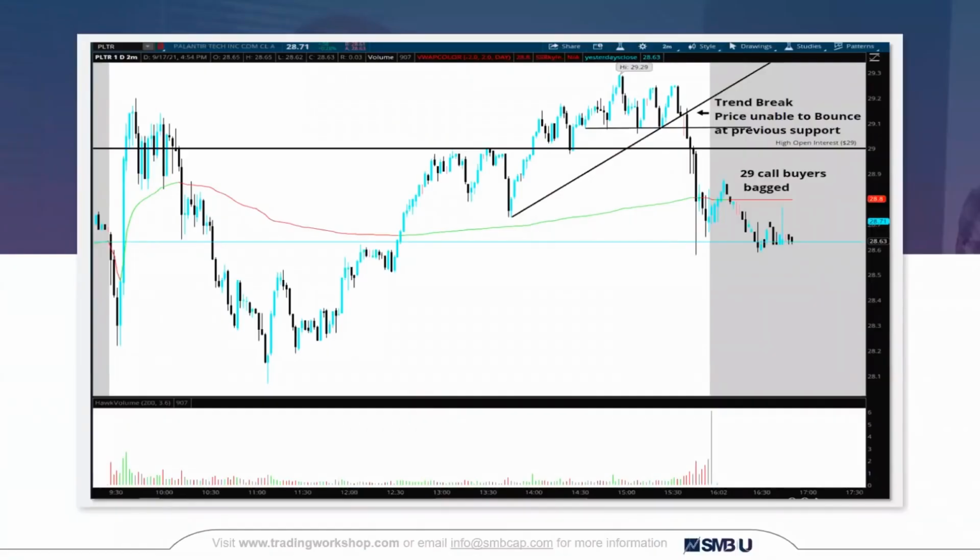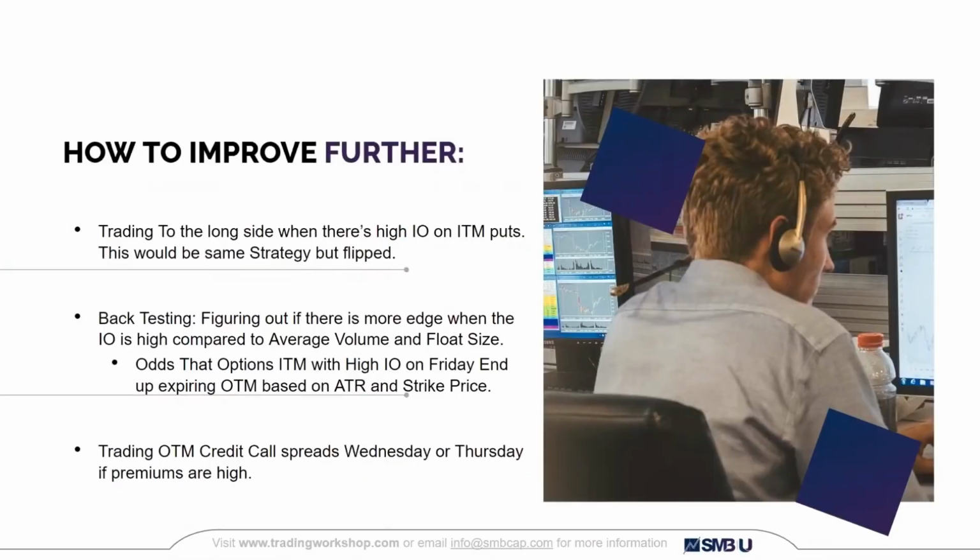Yeah, but for now, PLTR had that 29 level with extremely high open interest, and then coming into the end of the day, trendline break failed to reclaim the previous range, and we closed below 29, bagging those 29 call buyers. Okay, how to improve this trade further? Doing basically the flip of this trade, which would be going to the long side when there's high open interest in the money puts. So it's just the same strategy, but flipped.